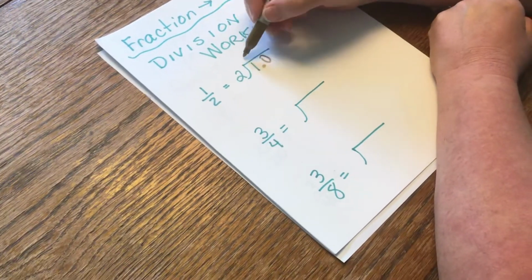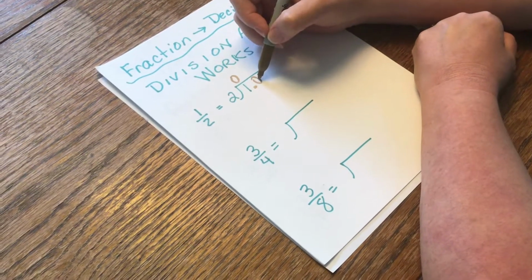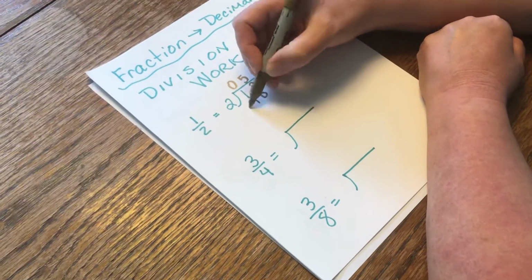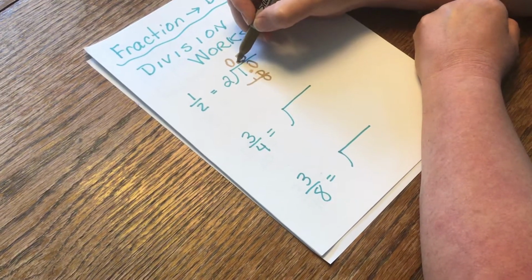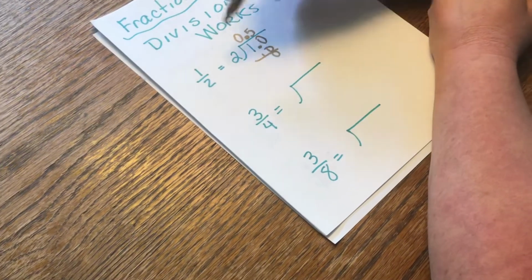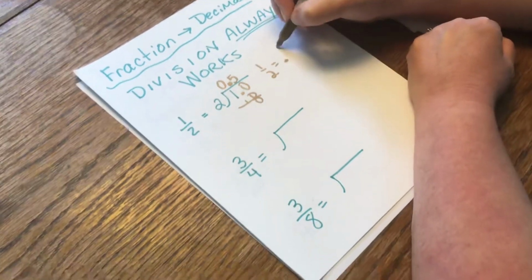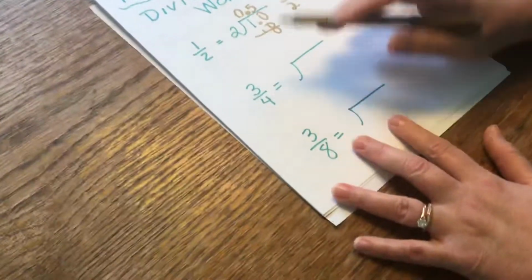Will 2 fit into 1? No, you know it won't. Will 2 fit into 10? Yep, it'll fit in 5 times. 2 times 5 is 10, with none left over. Then we have to remember to bring the decimal point up. So 1/2 equals 5/10.